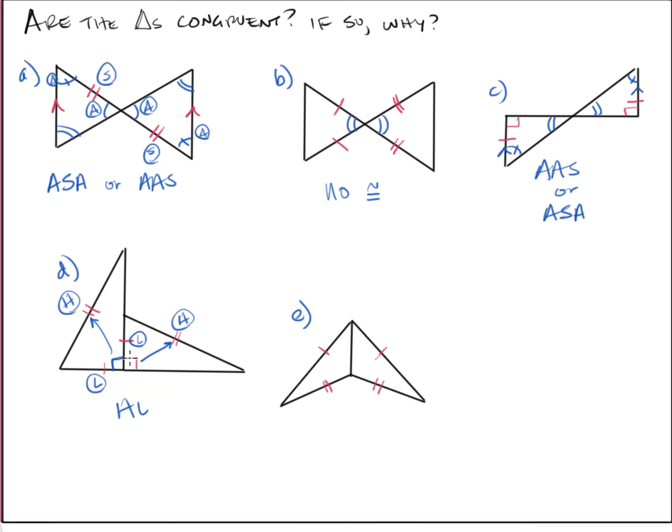I verified that I have right triangles. I saw that the hypotenuse on each are congruent, and then there's one leg on each congruent to the other.